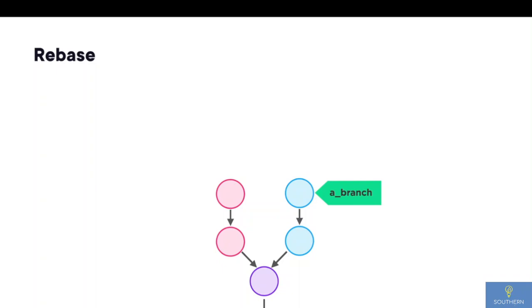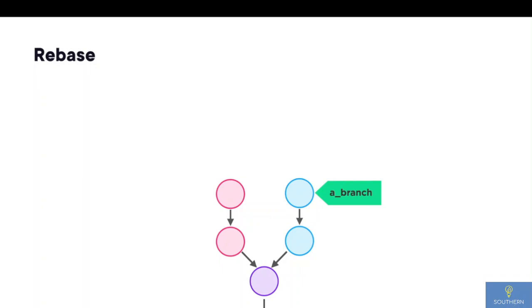So Git cannot just move the commits. The commits in the rebased branch must have different hashes, so they must be different objects in the database. In other words, new commits. And indeed, that's what they are. Here is how rebasing really works.